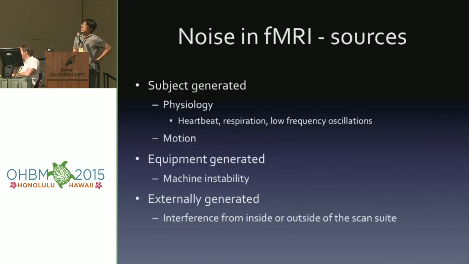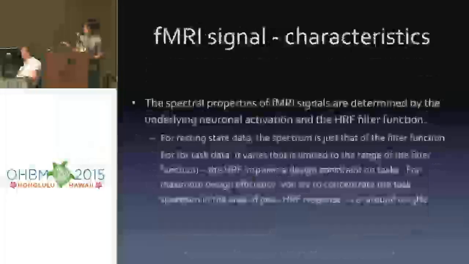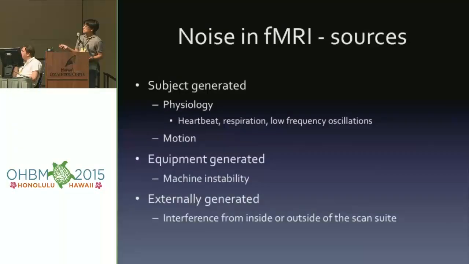Okay, so what are the noise in fMRI signal? The noise in fMRI signal includes subject-generated noise, mainly due to physiological fluctuations and motion. Or it can be equipment-generated noise, mainly due to scanner instability. And also it can be externally generated noise. These noises normally can be prevented by being careful, examining your room, and making sure the door is locked before the scanning. So I'm not going to concentrate too much on externally generated noise.